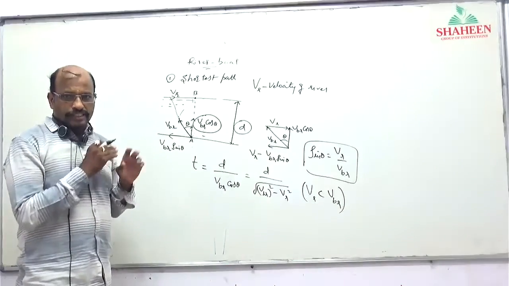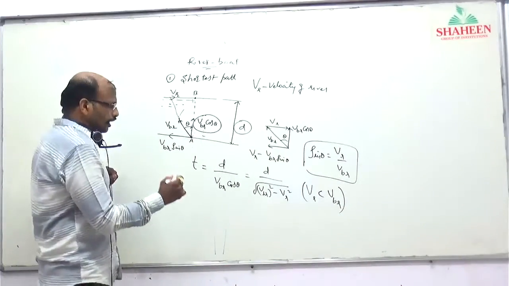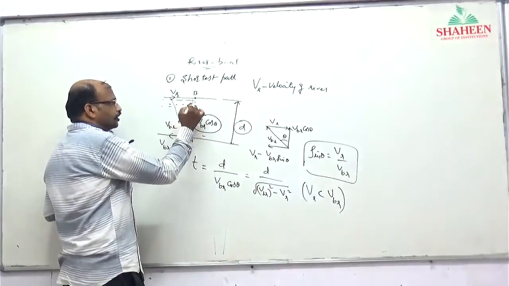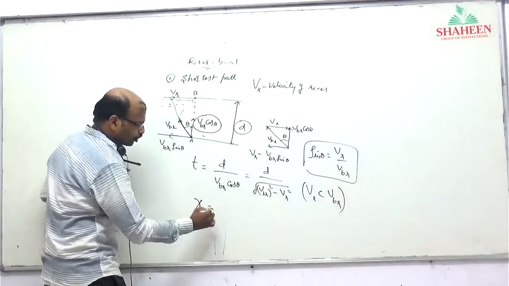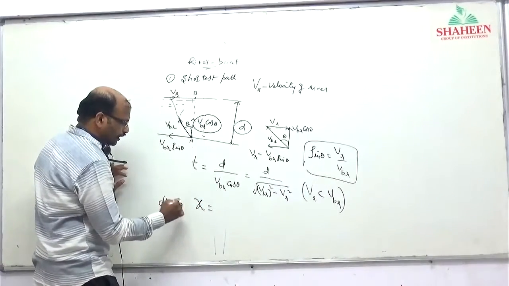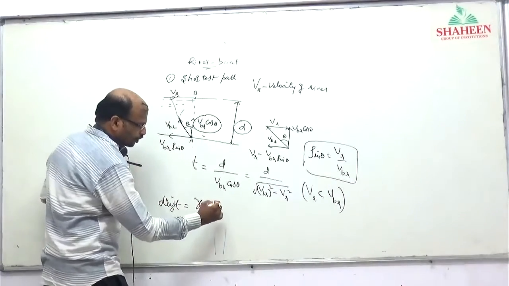Minimum drift also we will see now. And what is drift here? The resultant horizontal displacement, X, is called drift, that we derived yesterday. Drift is the resultant horizontal displacement.